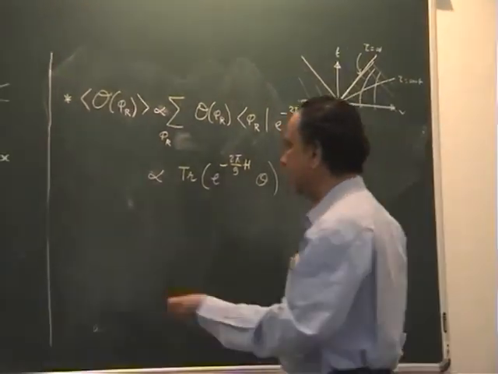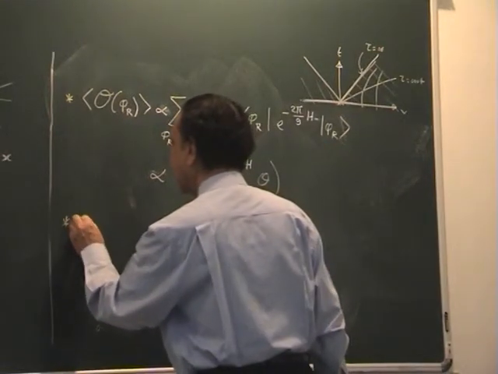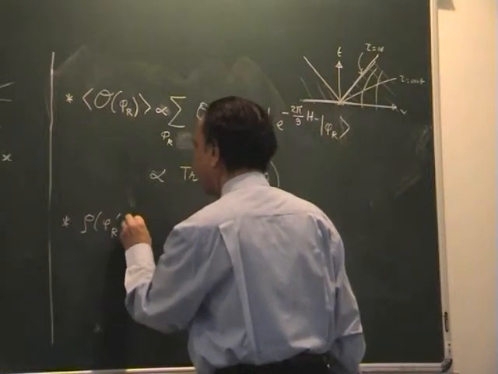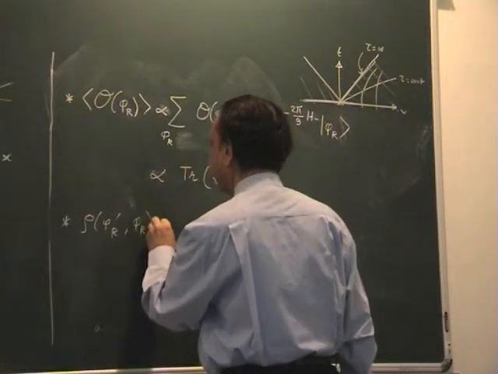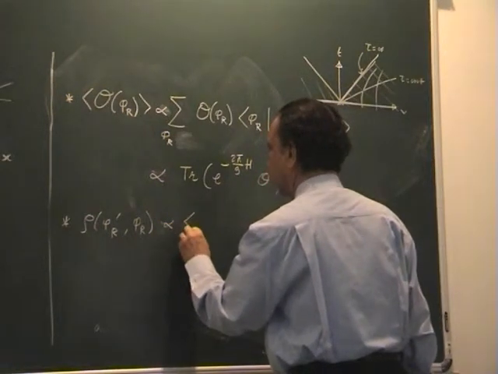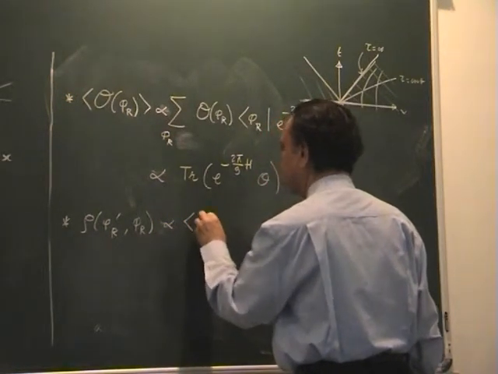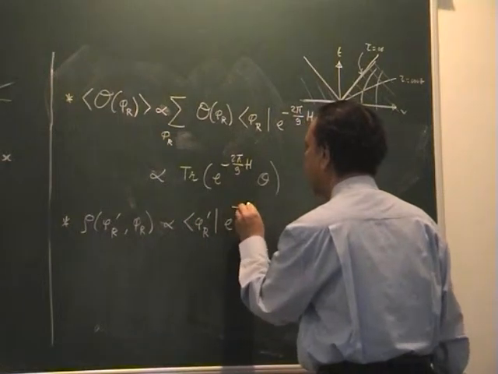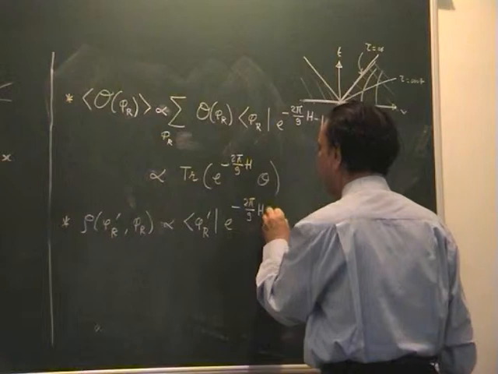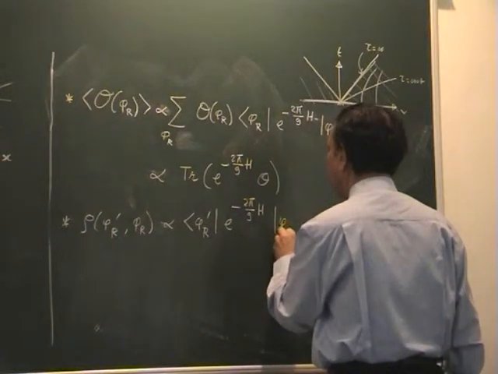What is this density matrix? The density matrix which you have got, rho of phi r prime phi r, is just phi of r prime e to the minus 2 pi over g h phi r.